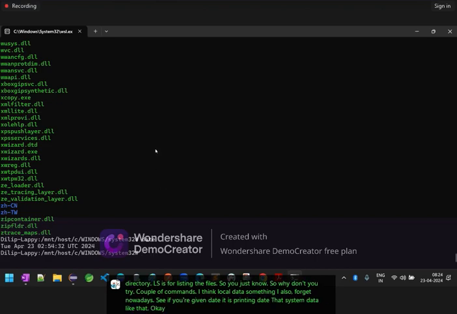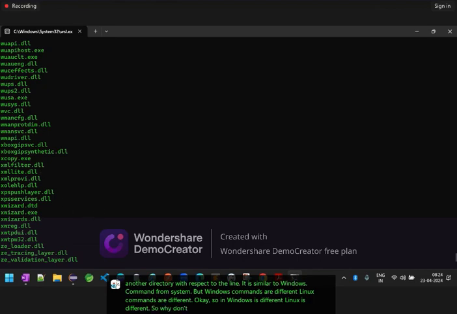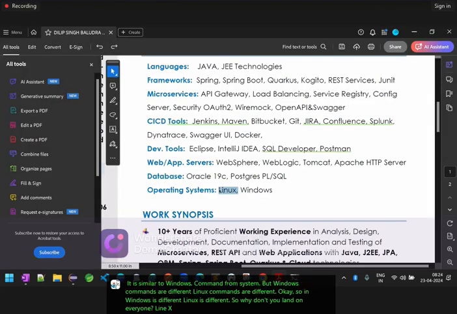There are a lot of commands available, like copying from one directory to another directory in Linux. It is similar to the Windows command prompt, but Windows commands are different and Linux commands are different. So why don't you learn Linux on your own? It will take at least 2 weeks. I can say within 2-3 days it will be completed.